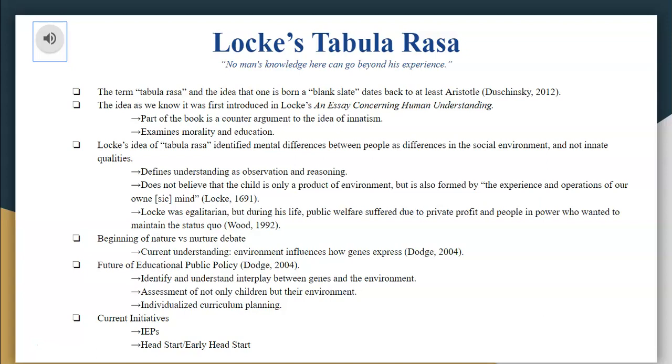The future of education must: 1. Identify and understand the interplay between genes and environment. 2. Assess not only the child but their environment. And 3. Individualize curriculum to fit the needs of the child and their environment.